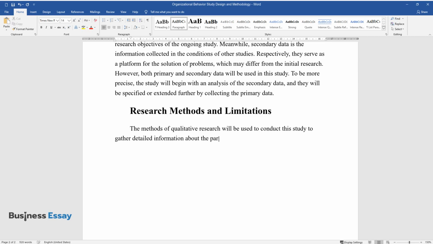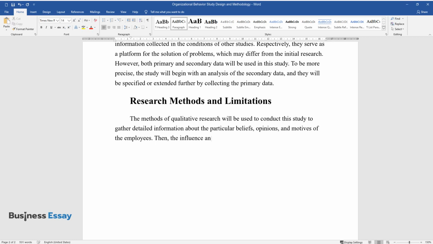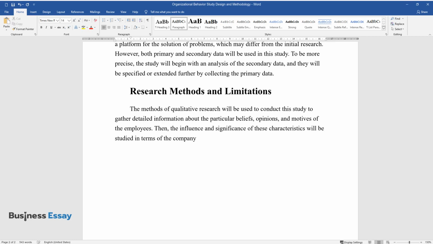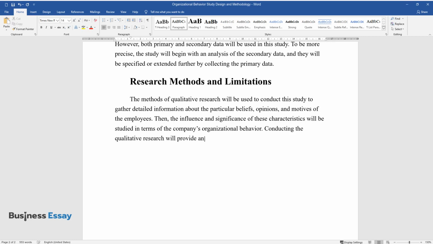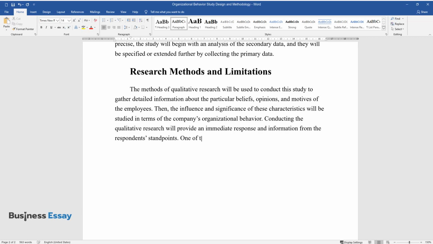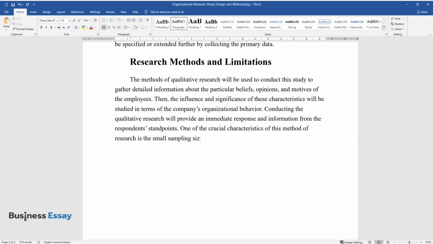about the particular beliefs, opinions, and motives of the employees. Then, the influence and significance of these characteristics will be studied in terms of the company's organizational behavior. Conducting the qualitative research will provide an immediate response and information from the respondents' standpoints. One of the crucial characteristics of this method of research is the small sampling size.